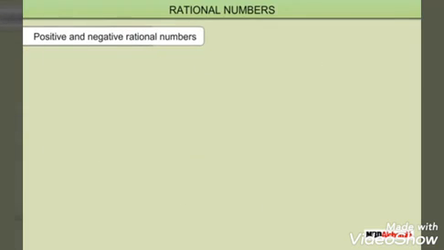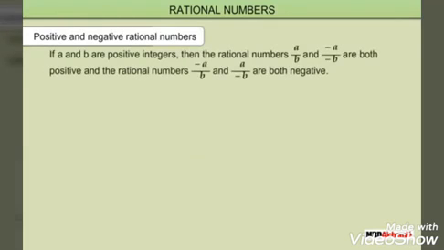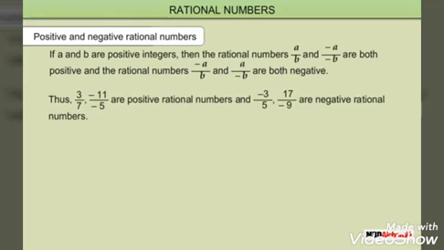Positive and negative rational numbers. If a and b are positive integers, then the rational numbers a upon b and minus a upon minus b are both positive, and the rational numbers minus a upon b and a upon minus b are both negative. Thus, 3 upon 7 and minus 11 upon minus 5 are positive rational numbers, and minus 3 upon 5 and 17 upon minus 9 are negative rational numbers.